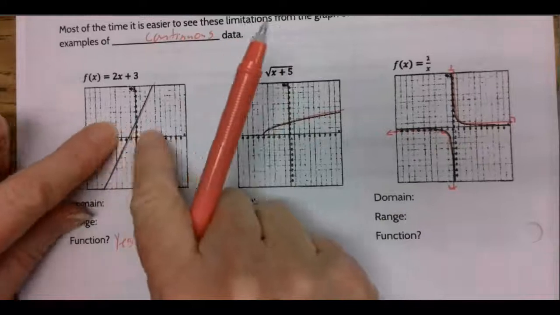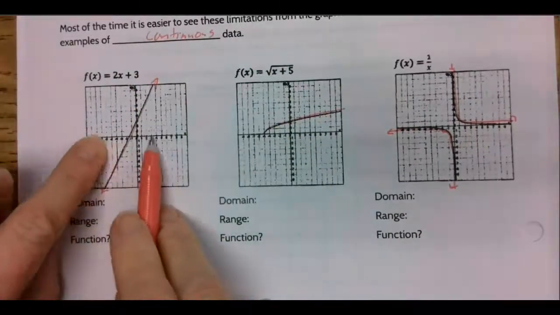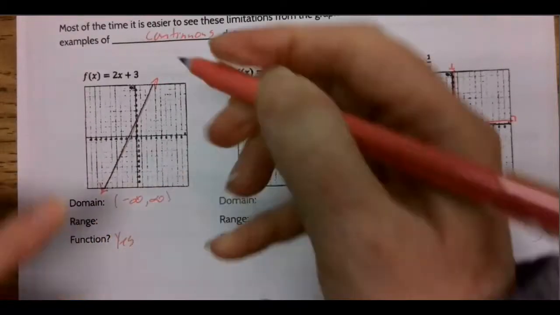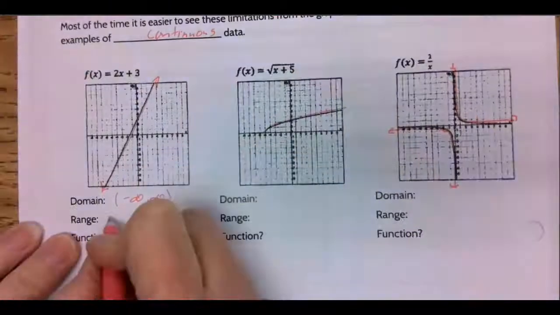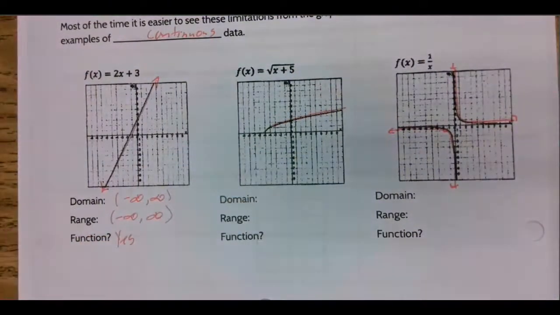Do I have any restrictions on my x values? These should actually have arrowheads on them. There are no restrictions on my x values, so it goes from -infinity to infinity. What about my y values? Nope, no restriction. That's the beauty of lines. There's no restrictions on their domain and range.